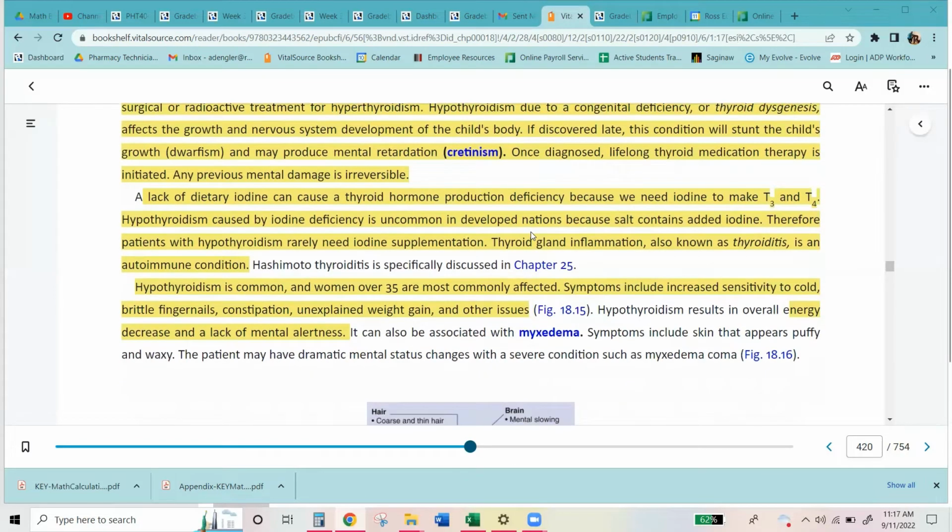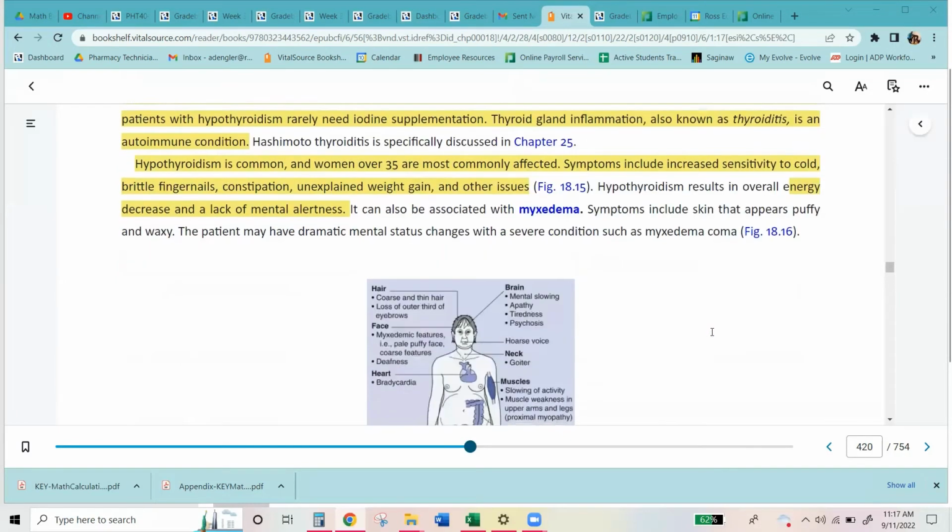Symptoms can include sensitivity to cold, brittle fingernails, constipation, unexplained weight gain, and other issues. It results in an overall energy decrease and a lack of mental alertness. It can also be associated with myxedema. Some symptoms are the skin appears puffy and waxy. They can have dramatic mental changes with a severe condition such as myxedema coma.